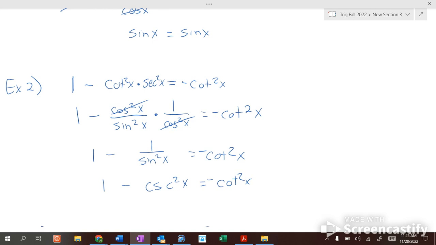Okay. So what's 1 minus cosecant squared equal to? Negative cotangent squared of x. And they match. What you want to do is keep working down until they match.